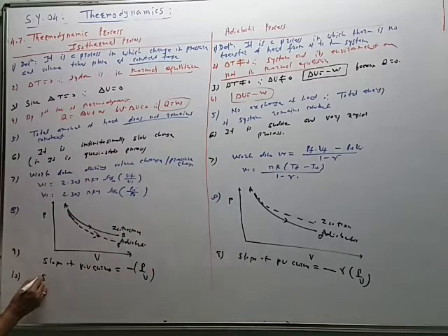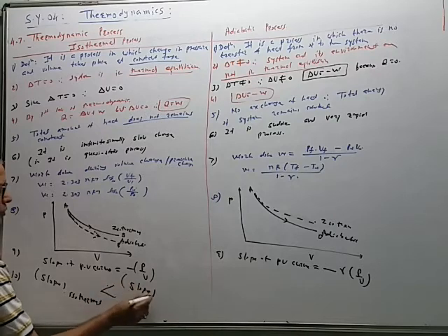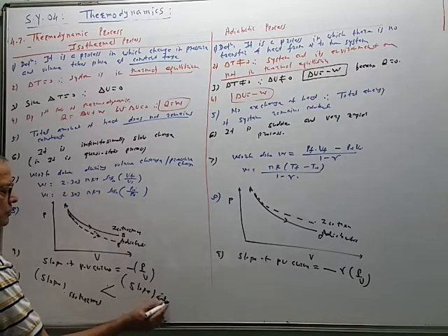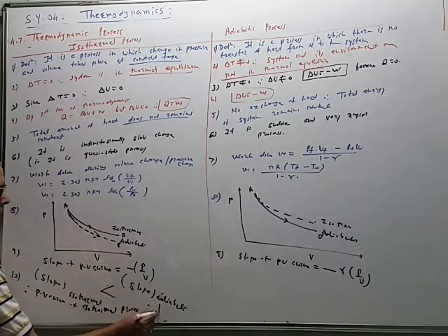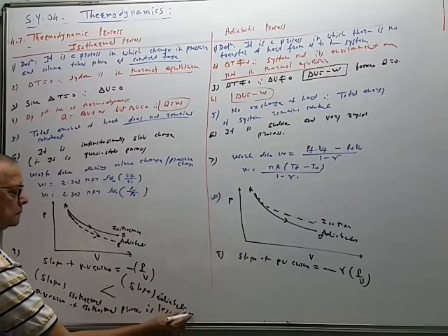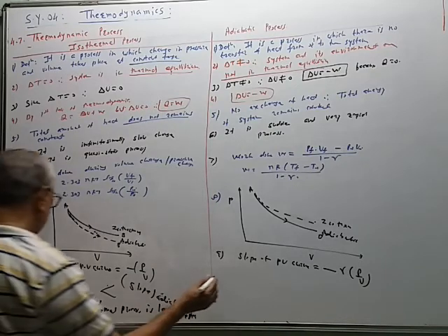10. Slope of isothermal process is less than slope of adiabatic process. Therefore, PV curve of isothermal process is less steeper on this end.